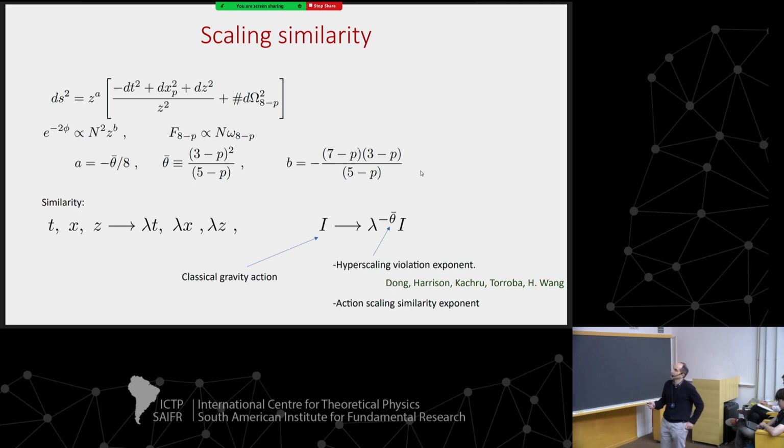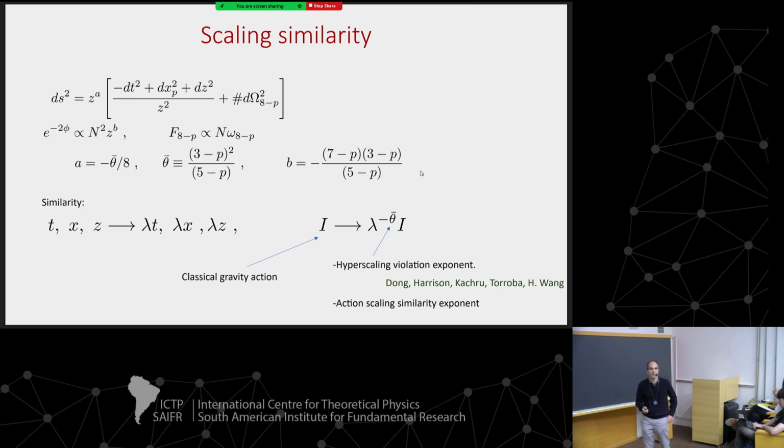An interesting property of this type of solution is that they have a so-called scaling similarity. If you rescale all the coordinates in this way, then the factor within brackets, as usual, is invariant, but the metric changes by an overall factor. And the dilaton also changes by an overall factor. That ends up implying that the action will also change by an overall factor. Okay, so the action gets rescaled.